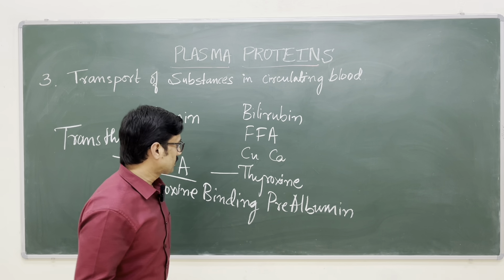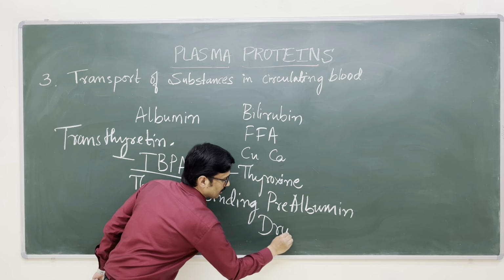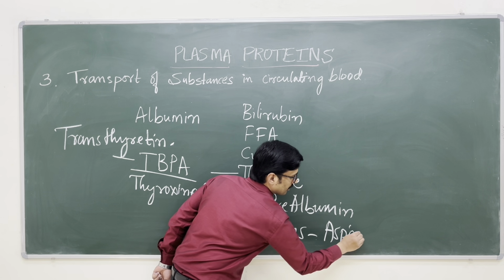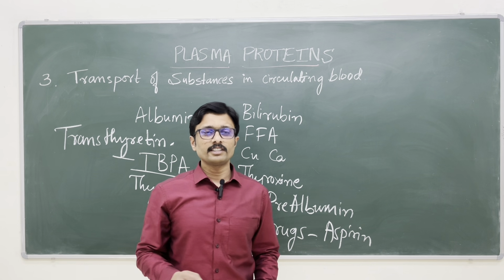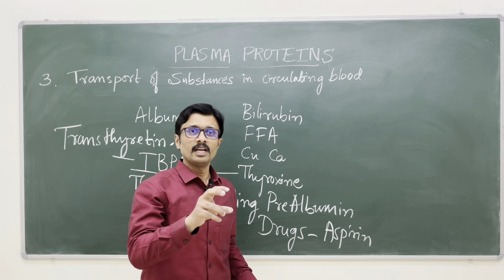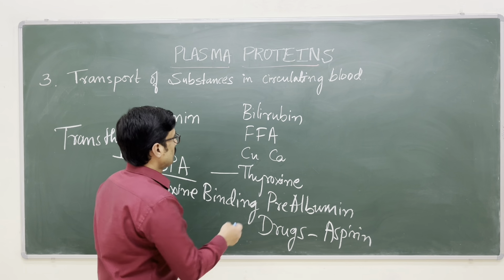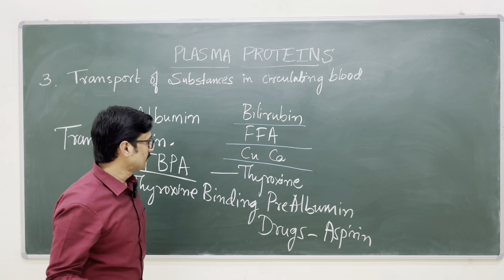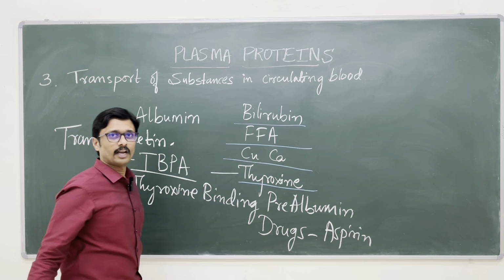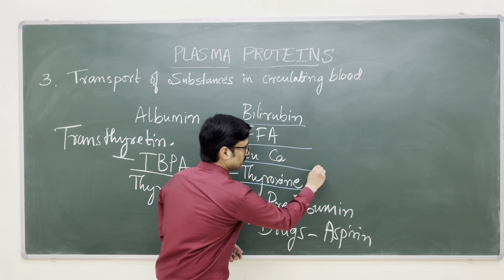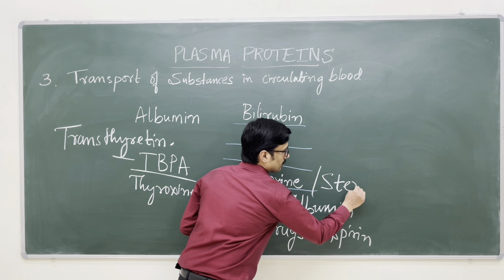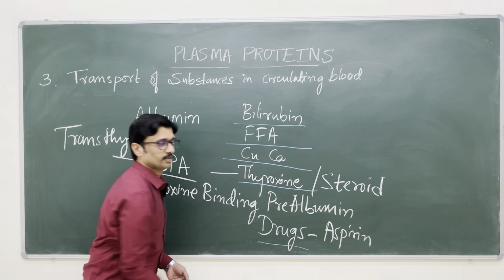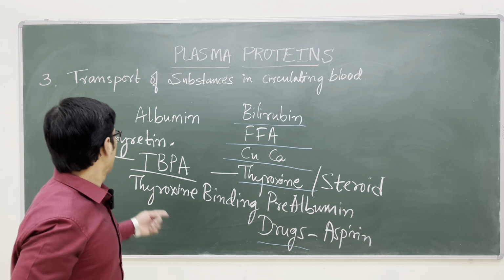Albumin also transports certain drugs like aspirin. So these are the different substances that are bound to albumin and transported: bilirubin, free fatty acids, some metals, copper and calcium, hormones, thyroxine and also steroid hormones, and certain drugs.